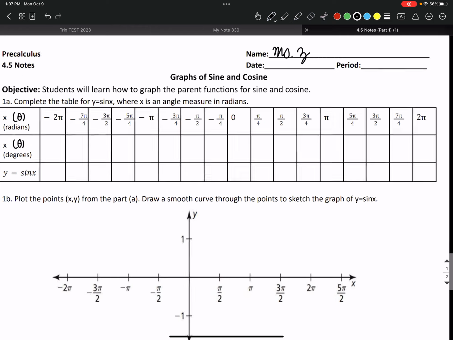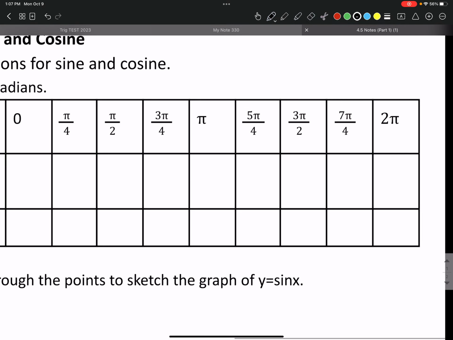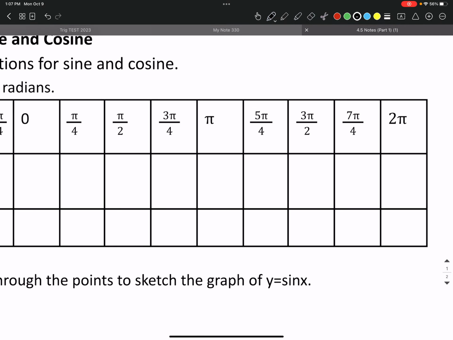So first I'm going to look at the angles I know from the unit circle from 0 to 2 pi, and I'm going to convert those to degrees. I know 0 radians is going to be 0 degrees, pi over 2 radians is going to be 90 degrees, pi is going to be 180, 3 pi over 2 is 270, and then 2 pi is 360, full circle.